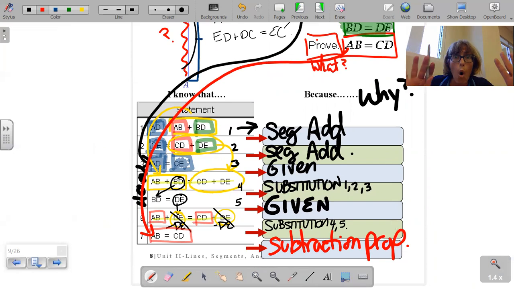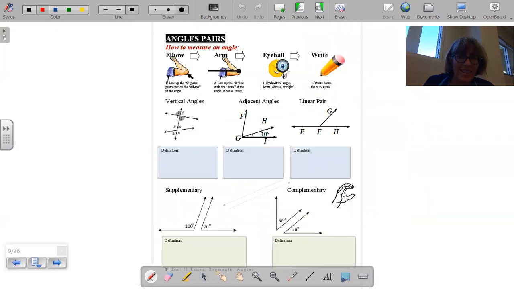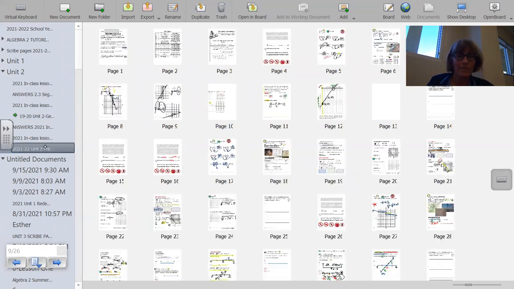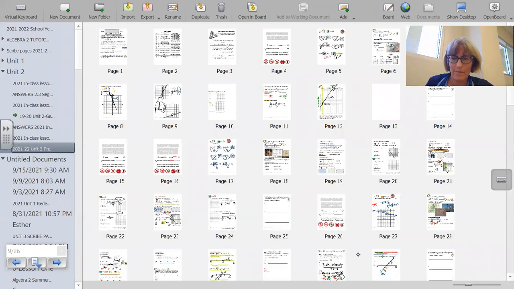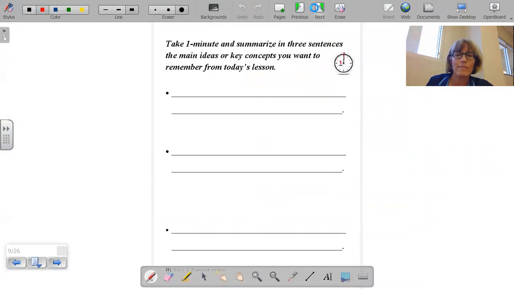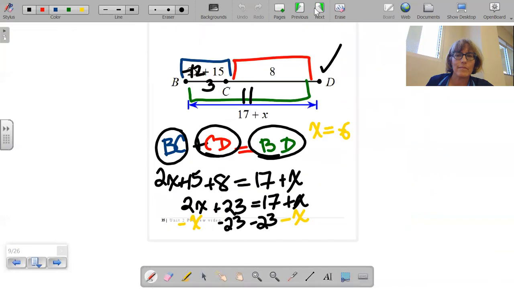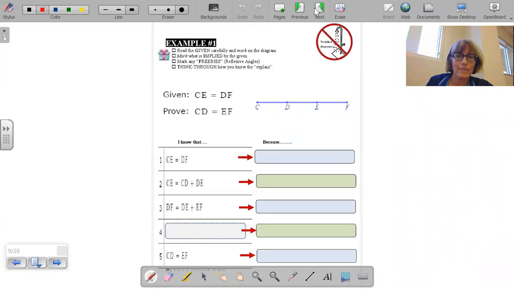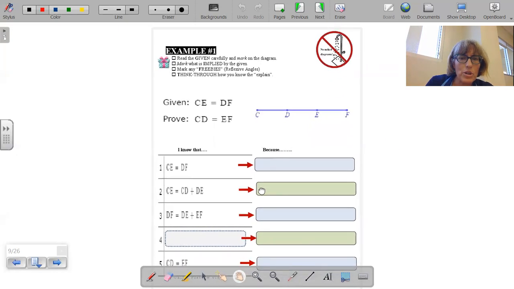Now I know this is way outside your comfort zone. Looks super weird. But let's try another one right here in your notes. Ready? Let's try another one. Given, implied, freebies, talk through.